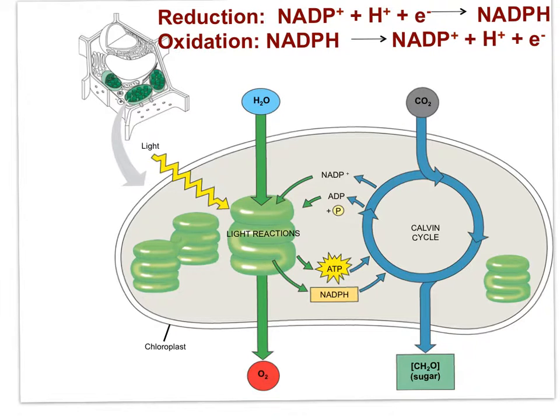The energy and reducing power of ATP and NADPH are used to fix carbon in the light-independent reactions, also known as the Calvin cycle. In the light-independent reactions, ATP is hydrolyzed, providing energy, and the NADPH is oxidized, and the hydrogen from the NADPH is donated to the carbon dioxide to form the carbohydrate.